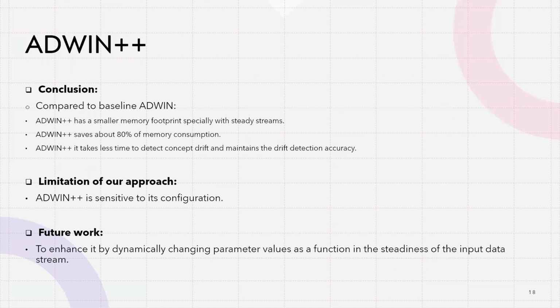So for our conclusion, we can say that ADWIN plus saves almost 80% of memory consumption when the stream gets steady, maintaining the accuracy and enlarging the throughput, but it's sensitive to its configuration, and this may affect the accuracy. So for our future work, we need to dynamically change its configuration as a function of the stream state.